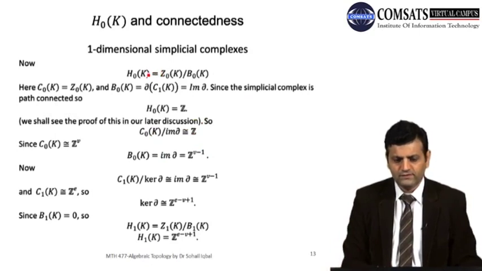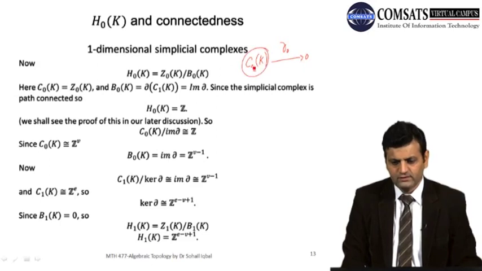Now we know that H₀(K) is equal to Z₀(K) quotient B₀(K). Also, once again in this case, C₀(K) goes to 0 under ∂₀, so everything in C₀(K) goes to 0. That's why Z₀(K) is equal to C₀(K). Also B₀(K) is equal to the image of the boundary map ∂₁ of C₁(K).